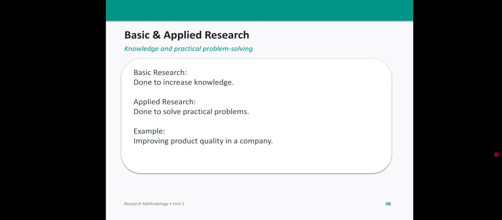So now let us understand the difference between basic research and applied research. In case of basic research, they basically focus on knowledge, but in case of applied research, they focus on solving problems. If we talk about basic research, here they basically focus on theory, and applied research is practical.